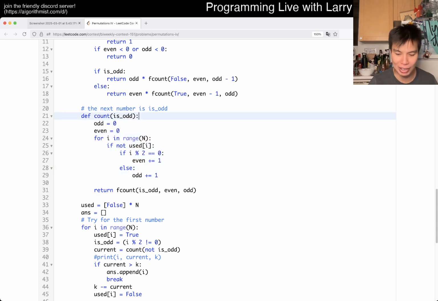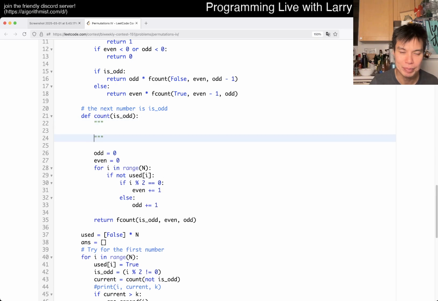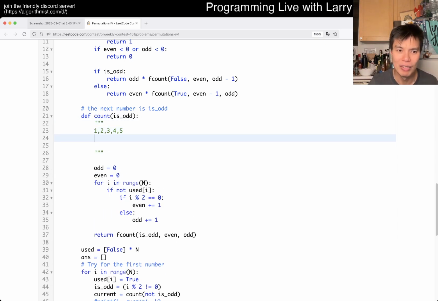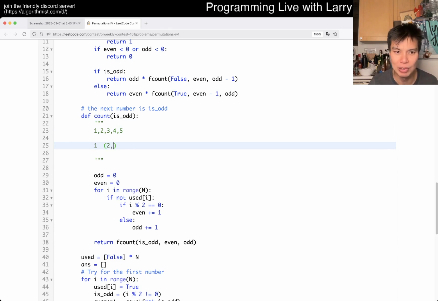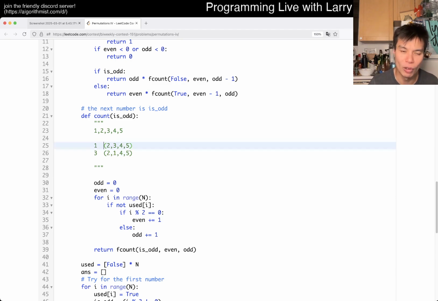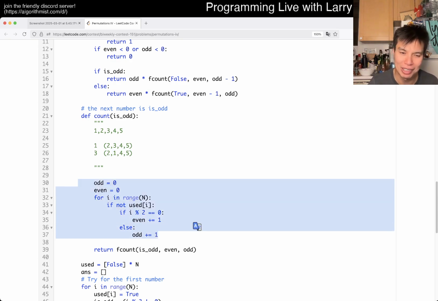But what I mean by that, for example, is that if we have, as we said, 1, 2, 3, 4, 5, and the next number is 1, we have 2, 3, 4, 5. And if the next number is 3, we have 2, 1, 4, 5, kind of. Both of these cases have 2 odds and 2 evens in terms of all the permutations. So it would give you the same answer, but I wrote it this way because I didn't want to think about how to clean it up. I know that this is correct, so I didn't want to think about it.